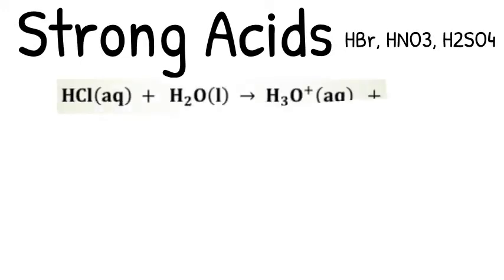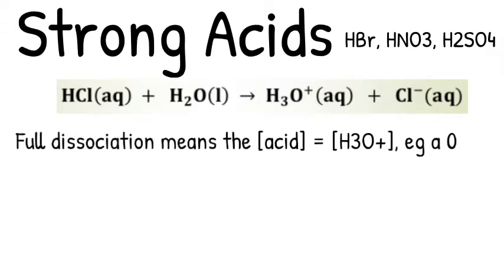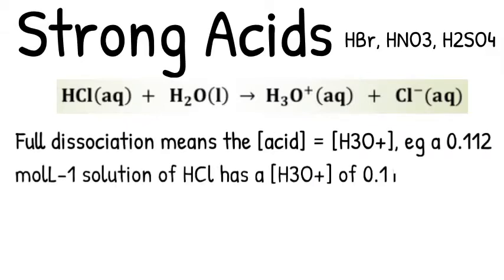Let's start with a strong acid. A reminder that the strong acids are HCl, HNO3, H2SO4 and HBr. And a reminder that strong acids fully dissociate, as shown here for HCl. And this actually means that the concentration of the acid equals the concentration of hydronium ions. So if our hydrochloric acid was 0.112 moles per litre, we actually have an H3O+ concentration of 0.112 moles per litre because the entire acid has dissociated.